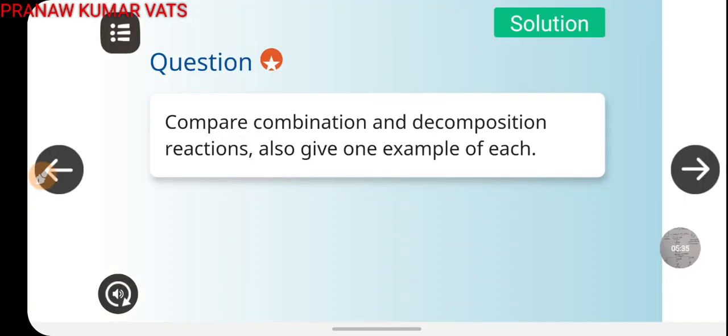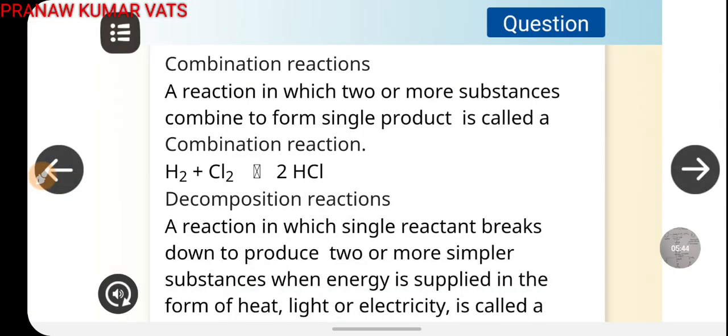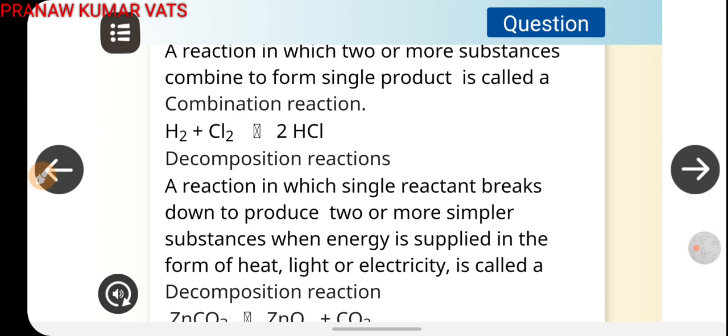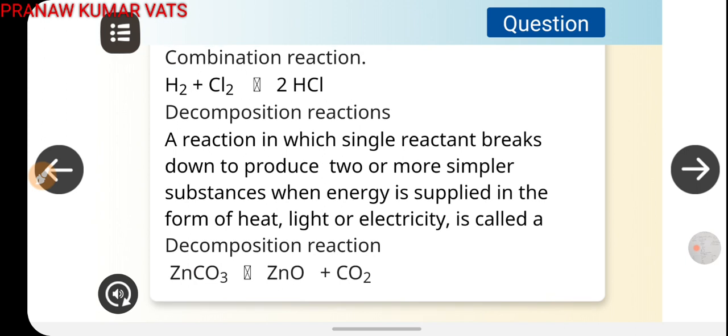Now next question is, compare combination and decomposition reactions. Also give one example of each. Combination reaction: a reaction in which two or more substances combine to form a single product is called a combination reaction. H2 plus Cl2 gives 2HCl. Decomposition reaction: a reaction in which a single reactant breaks down to produce two or more simpler substances when energy is supplied in the form of heat, light or electricity is called a decomposition reaction. So ZnCO3 is undergoing decomposition to give ZnO plus CO2.